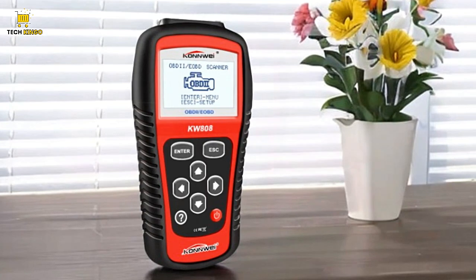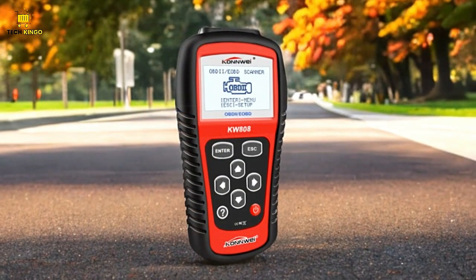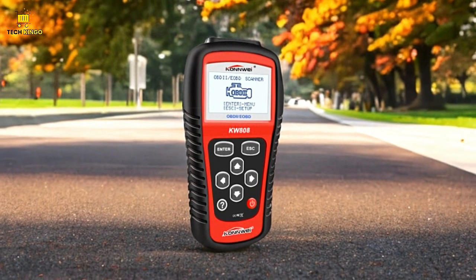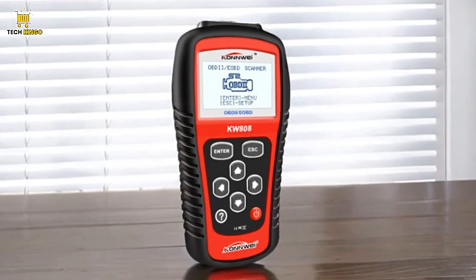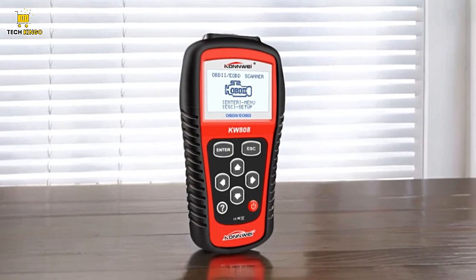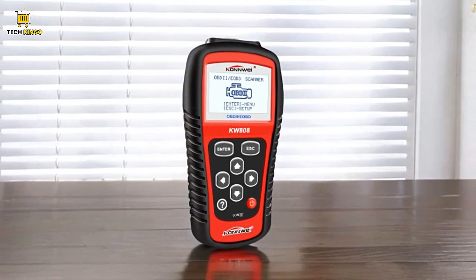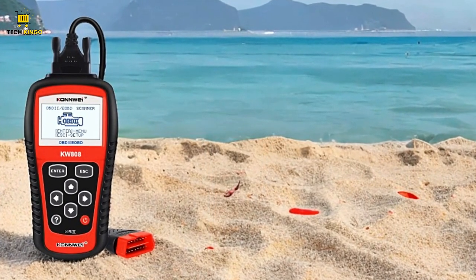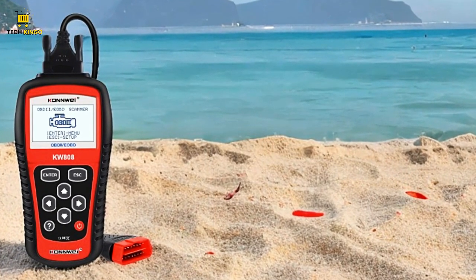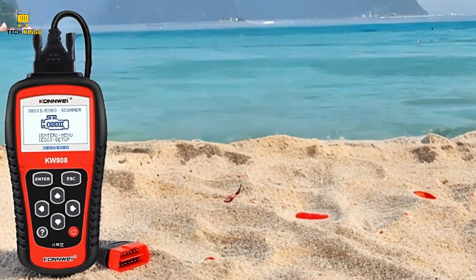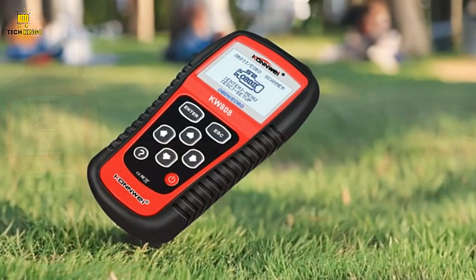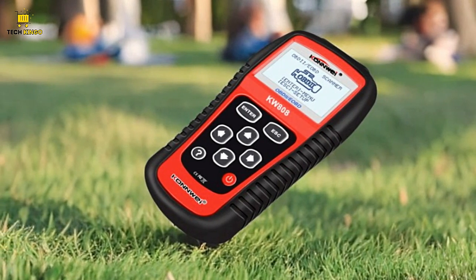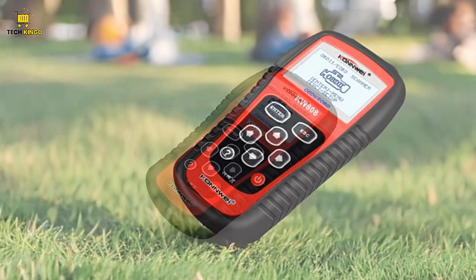Updatable software. With internet updates, you won't have to worry about compatibility with newer vehicles. Built-in code library. The DTC lookup library saves time by explaining what each trouble code means directly on the screen. Durable build. It's built to last, with reliable and accurate performance. Affordable. Considering its features, the KW808 is reasonably priced, offering excellent value for money.